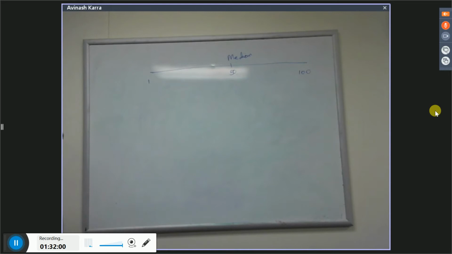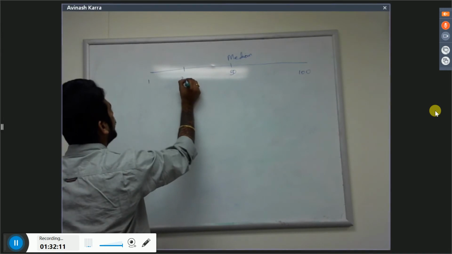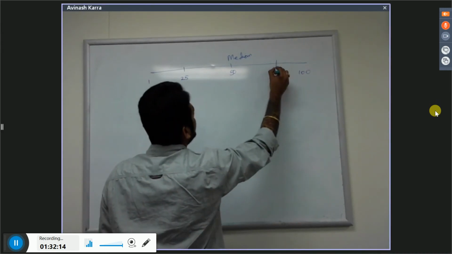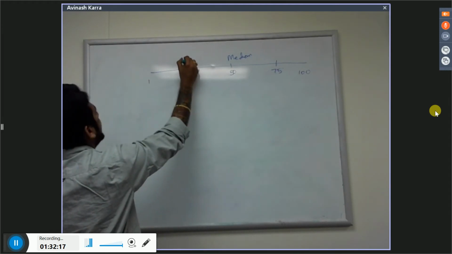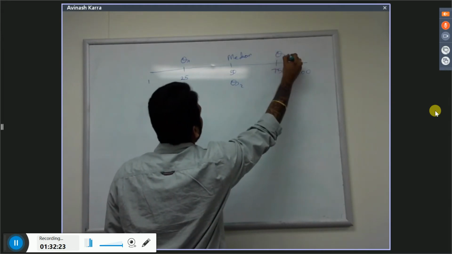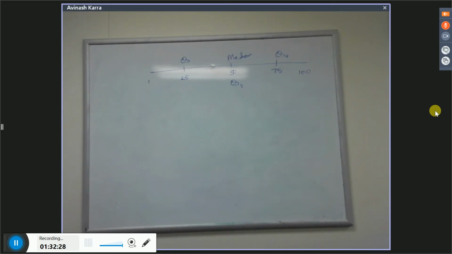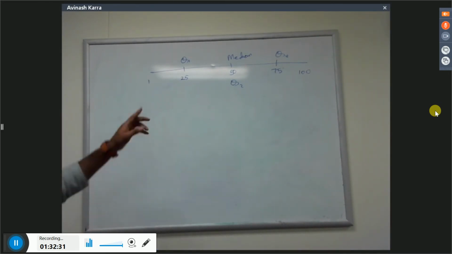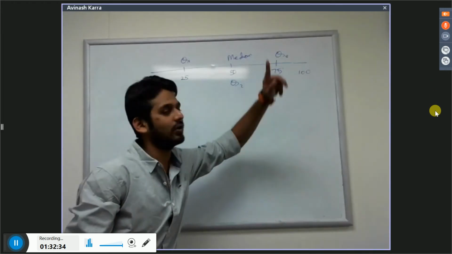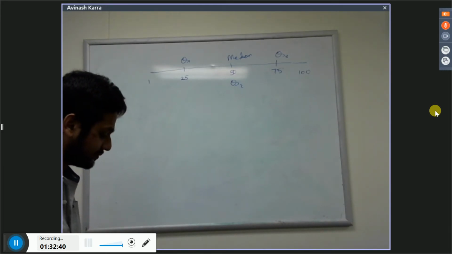Now, how many parts do we have? 2 parts. If I want to divide into 4 equal parts, that is called quartiles. At 25, 50, 75. Quartile 1, quartile 2, quartile 3. So, how many equal parts do we have right now? 4 equal parts. The given sequence is divided into 4 equal parts.